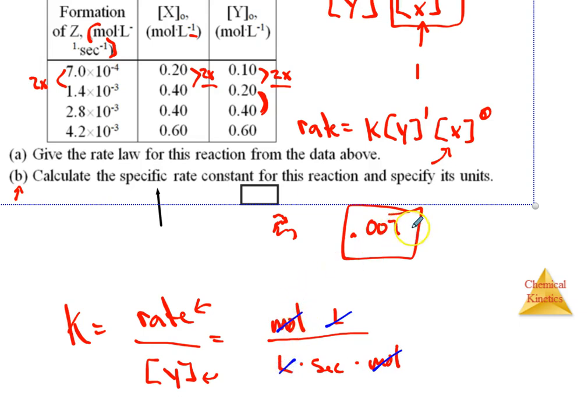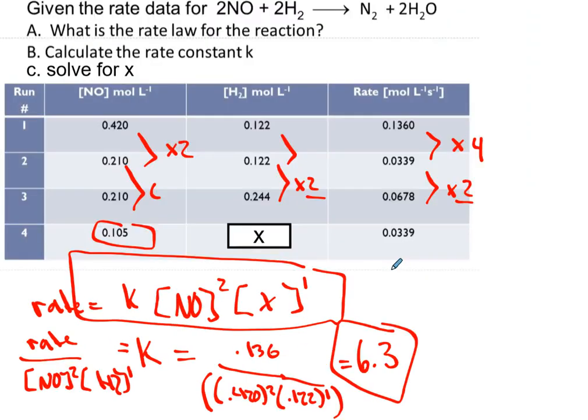Yes, this was on the blue sheet. So 0.007 seconds to the -1, or 0.007 per second. Now, the rate constant is not always per second. It depends on your rate law. Let's go back to one we've already calculated.